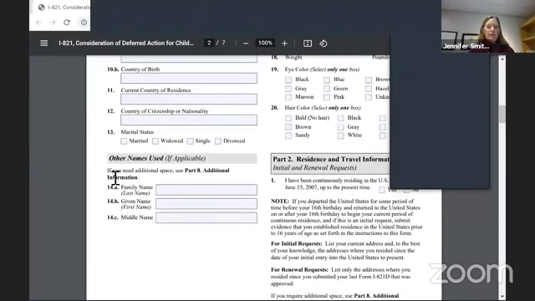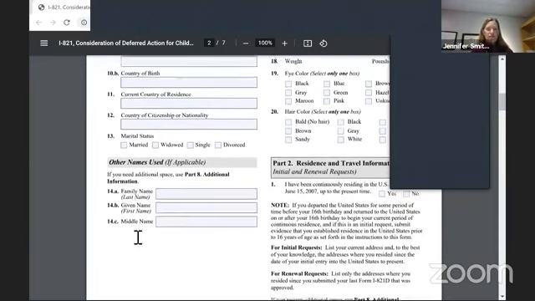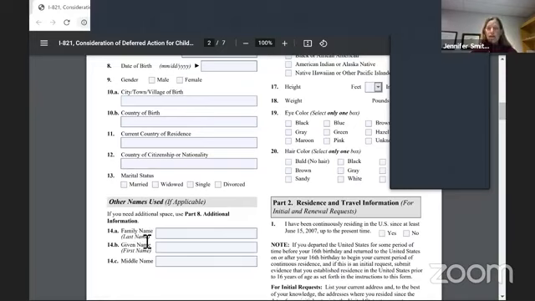Okay, question 14A through 14C, other names. If you've used other names, let's say now you're married and have a married name that you put on page 1. On page 2, you're going to put your maiden name, the name you had before you got married, if it changed. If you've ever had a name change, or you've just used other names for other formal documents for school or work or something else, you're going to want to put the name there.